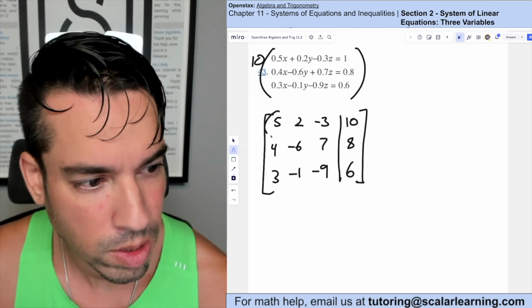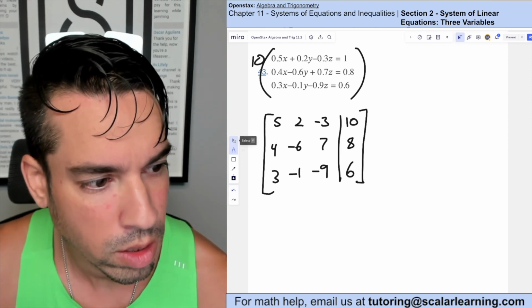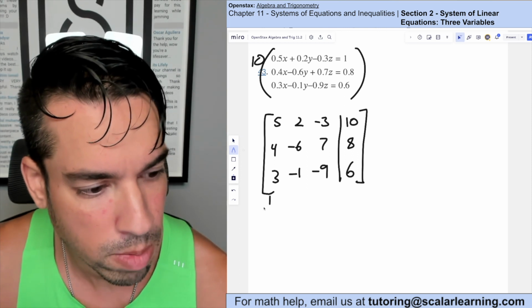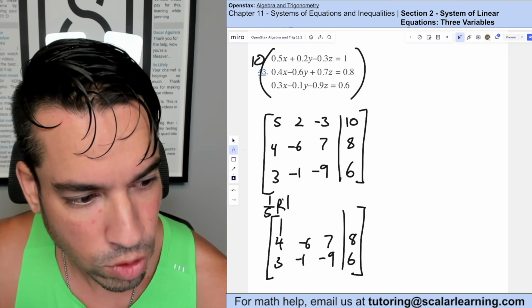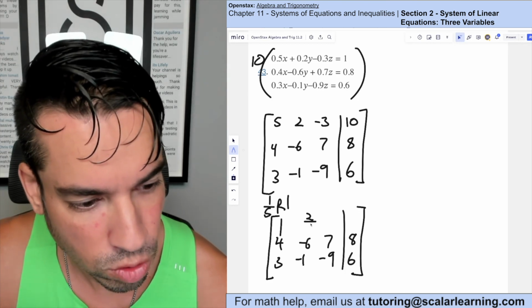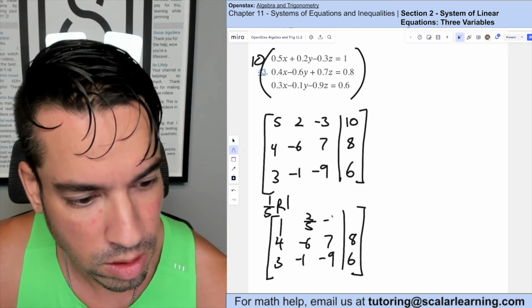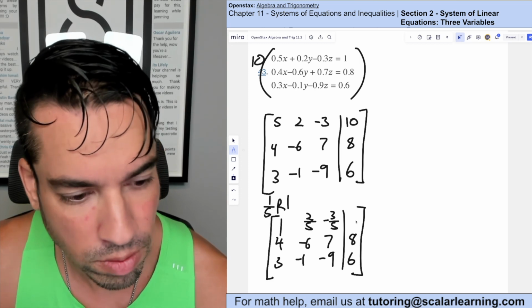First things first, I'm going to flip this to a 1. So I'm going to multiply the first row by 1/5. And we're going to write that out. So we got 1/5 of 5 is 1. 1/5 of 2 is 2/5. 1/5 of -3 is -3/5. 1/5 of 10 is 2.